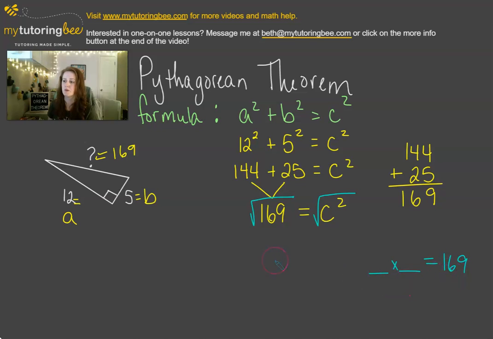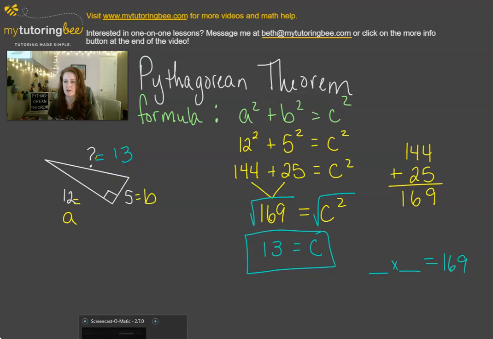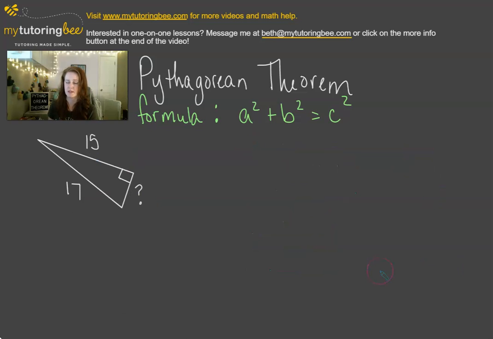So you might use a calculator for this. You might know that 13 times 13 is 169, or you might be able to guess and check until you get to that point. But the square root of 169 is 13, and then the square root of C squared would be just C. So that is actually our answer for this missing side length: 13 units. Let's try another one with a missing side length.